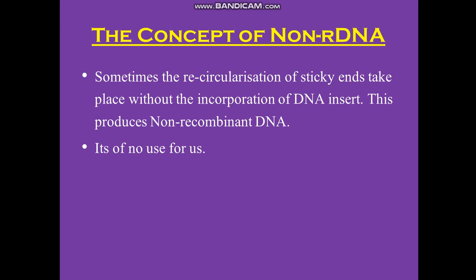Why? Because the basic aim of this whole technique of genetic engineering is incorporation of the recombinant DNA. But when the recombinant DNA is not formed, that is of no use, the whole technique goes in vain. So what is needed here? Screening should be there, a filtration technique should be there, so that the non-recombinant DNA can be left and only the recombinant DNA should be selected.